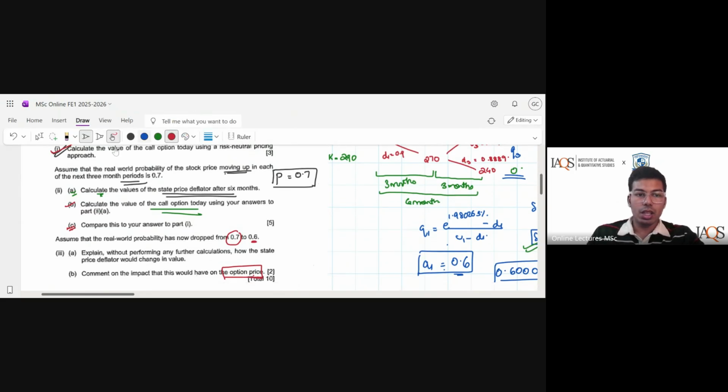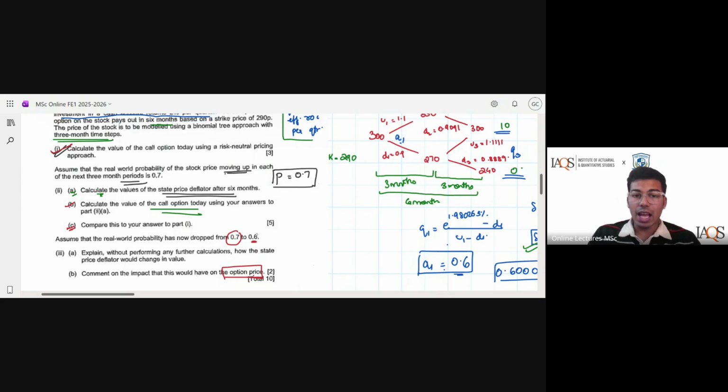Now what they're saying is, assume that the real world probability has now dropped from 0.7 to 0.6. So the value of P has gone down from 0.7 to 0.6. Comment on the impact that this would have on the option price. I think Ashok had answered this when I had asked last lecture. But what would be the impact on the option price if the real world probability goes from 0.7 to 0.6? Remember, you don't have to do any calculation because it's a 2-marker question. 1 mark for this, 1 mark for this. Any thoughts?